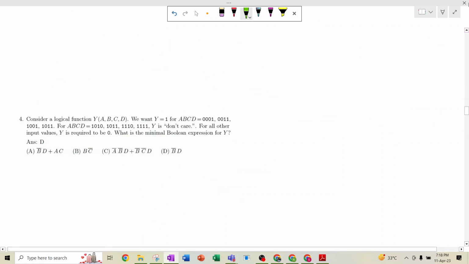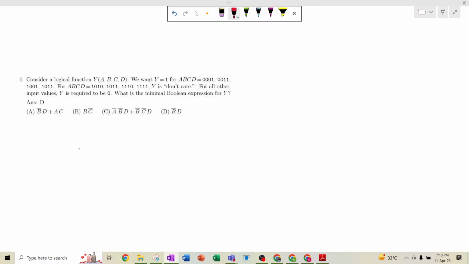Next question. Consider a logical function y, which is a function of the four variables a, b, c, d. We want y equal to 1 for these a, b, c, d values, and for these values y is don't care. For all other input values y is required to be 0. What is the minimum Boolean expression for y?